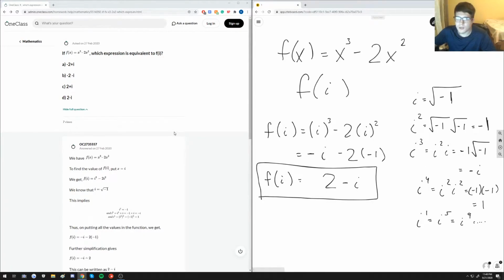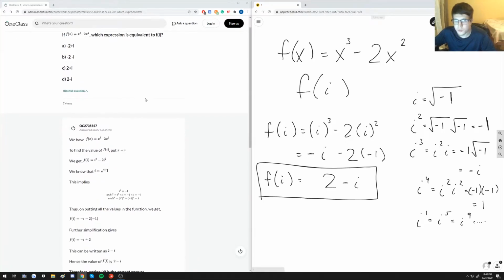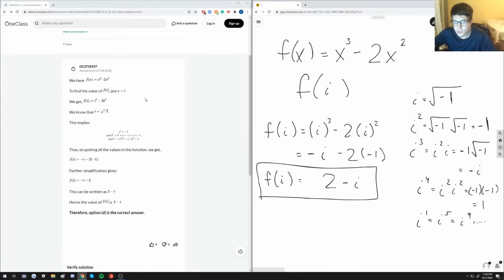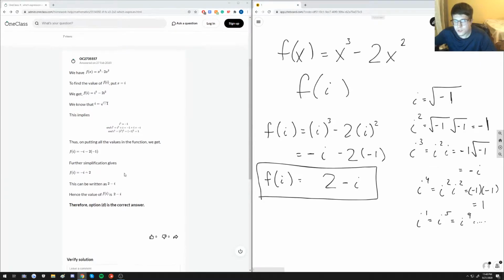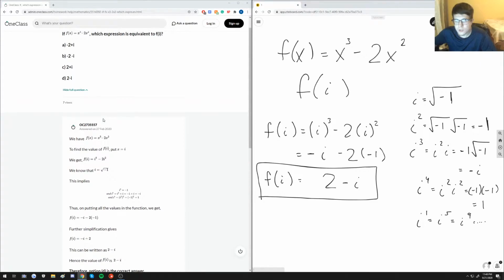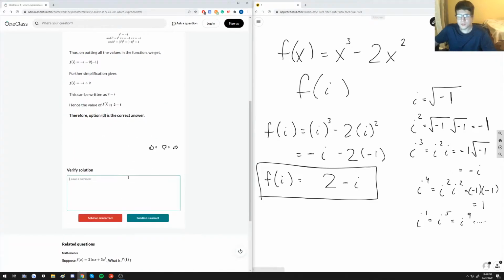So let's just have a look at how the written solution was done. So yes, we have i squared and i cubed written out here for this problem, and they did find that 2 minus i is the correct solution, and that is answer choice D. So I'm just going to write that that is the correct solution. Great job.